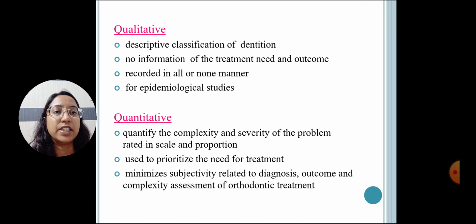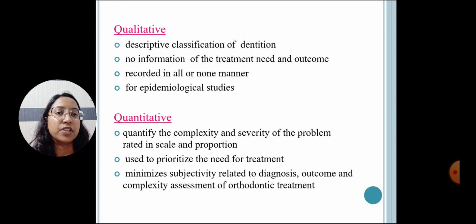A qualitative index is basically describing a condition. It's a descriptive classification of dentition. There is no information of the treatment need and outcome, and it is recorded in all or none manner. So there is no grading in this qualitative index, and it is useful for epidemiological studies.